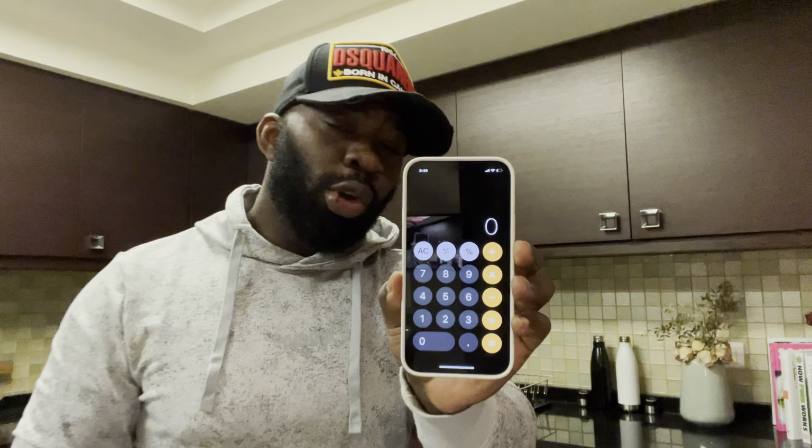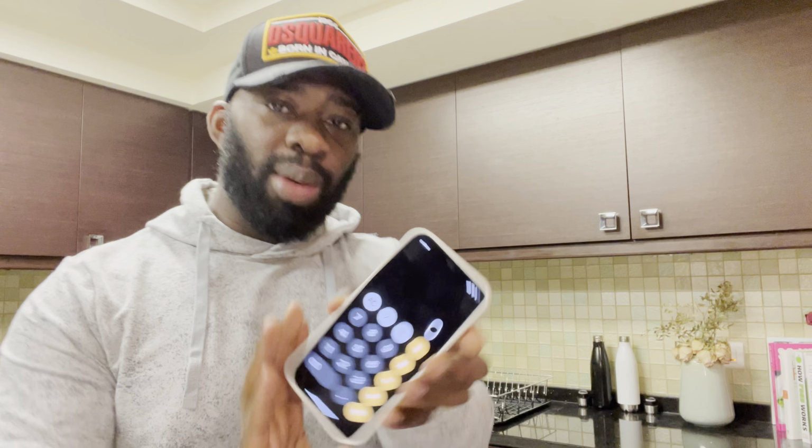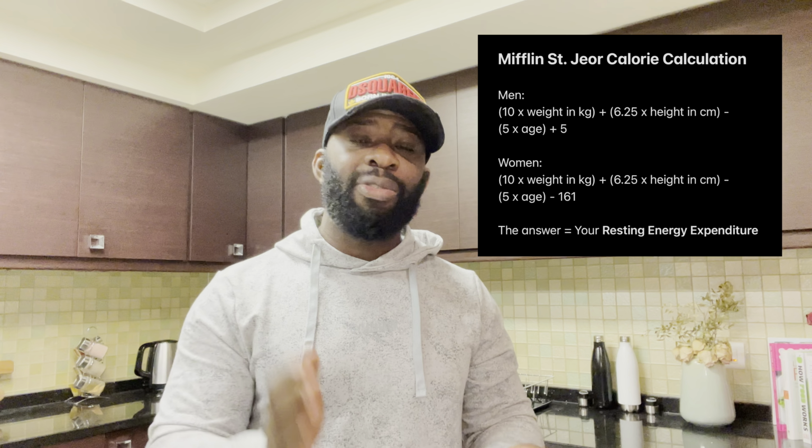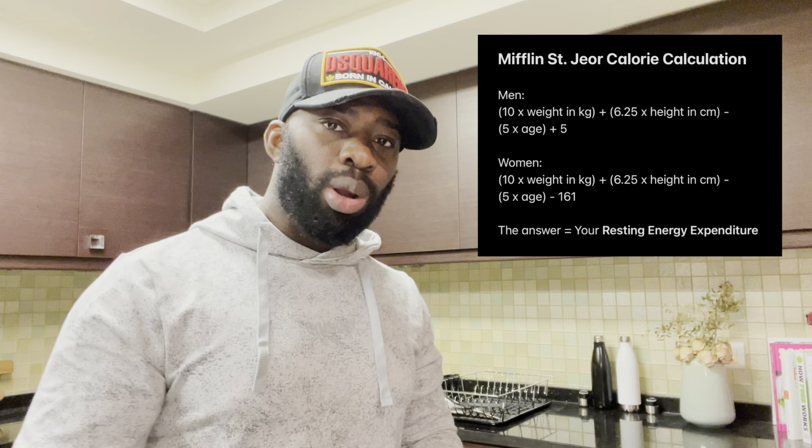So have your pen, paper, and calculator at the ready. If you're using your mobile phone as a calculator, please turn it sideways now, as we need to use the brackets. I'm also going to put the equation on the screen for anybody that needs to pause the video at any time so that they can do the calculation. Okay. Please note, the calculation for men and women differ slightly, but as we follow along, I will point out when it changes.